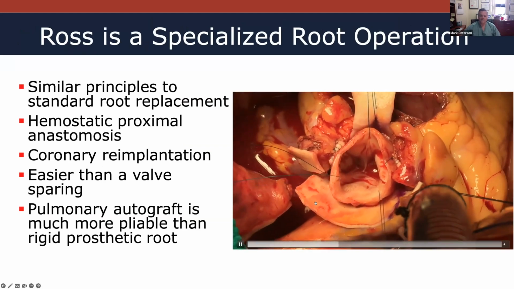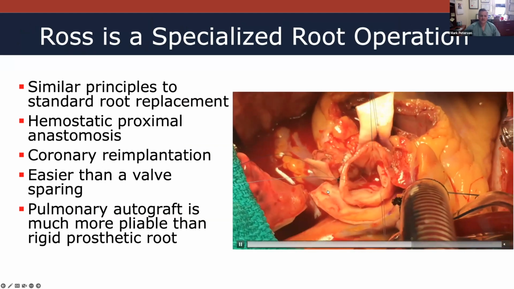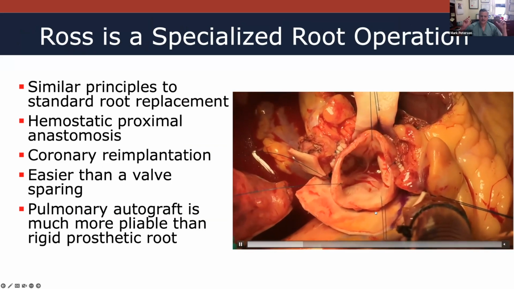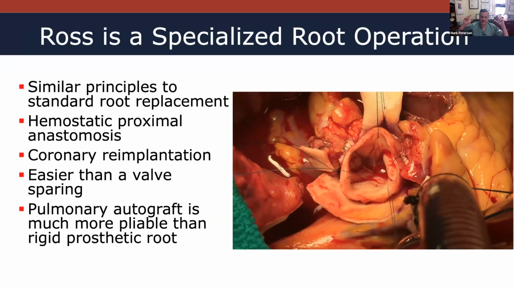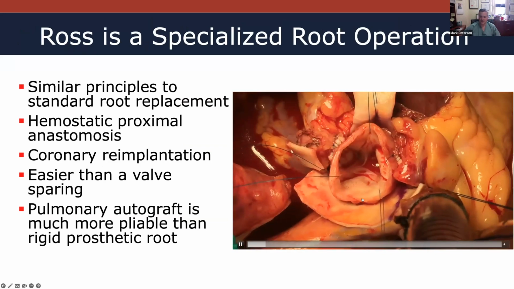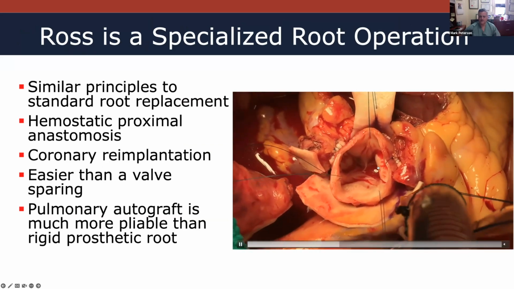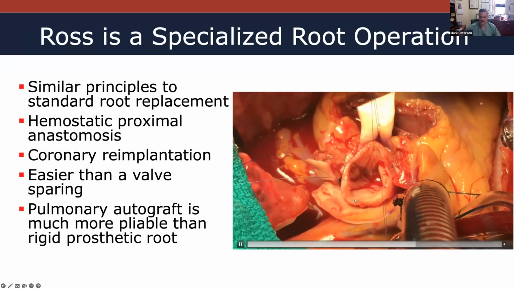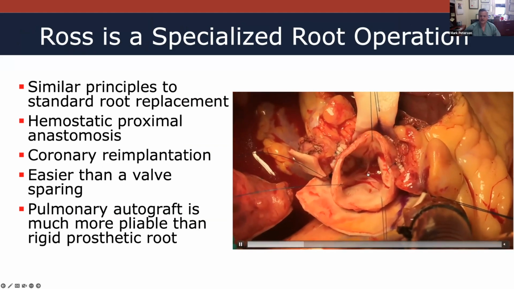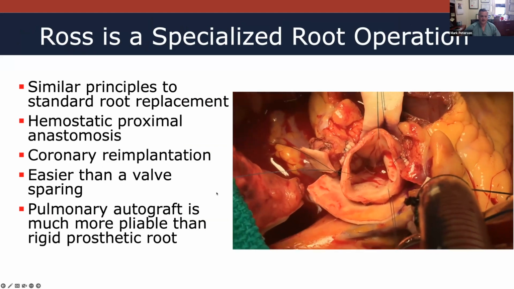So what is the Ross? Well, the Ross is essentially just a fancy aortic root operation. In a sense, it's like a Bentall where we isolate the root and we reimplant the autograft, the pulmonary root, as a full root. So there are annular sutures, we reimplant the coronaries and then reattach either a tube graft or the ascending aorta.